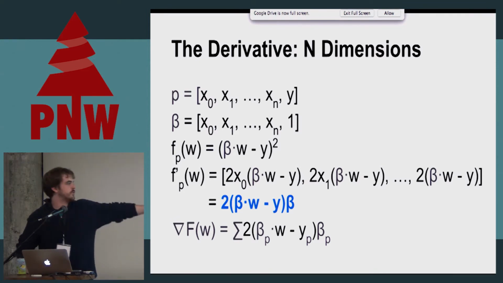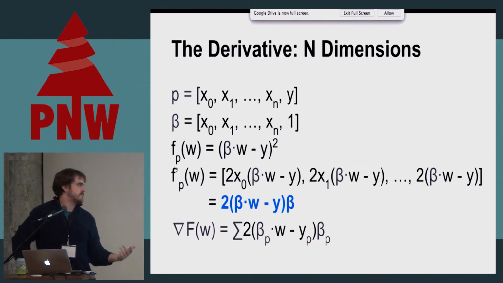The important thing is the thing in blue here. Basically, we're taking the dot product of our coefficients, which are beta, and our weight. So the coefficients come from the point. We subtract the y value, and so we have a scalar there, we multiply it by 2, and then we just scale the vector by that, and we get a result out.